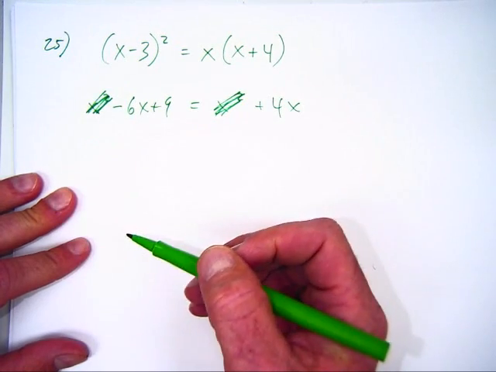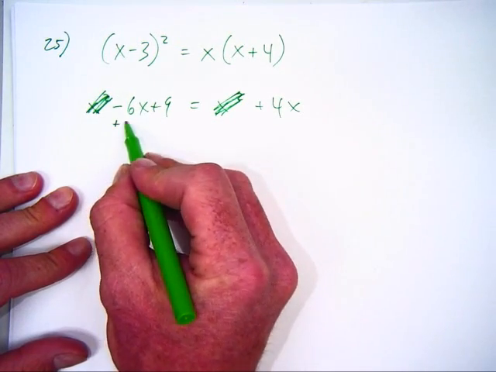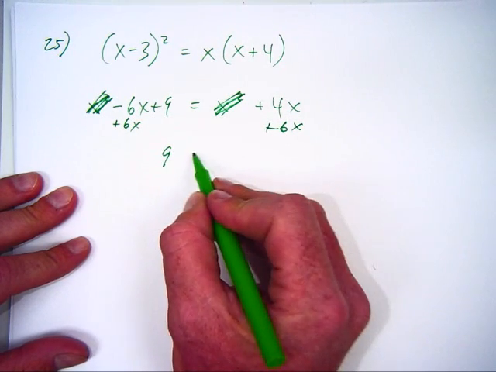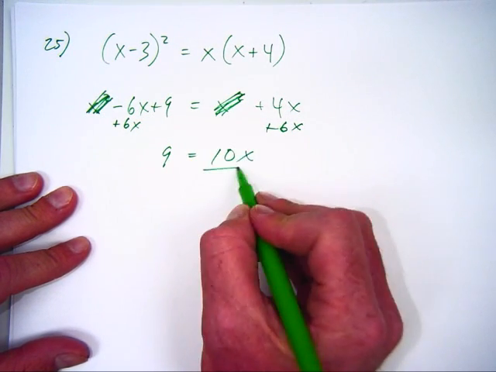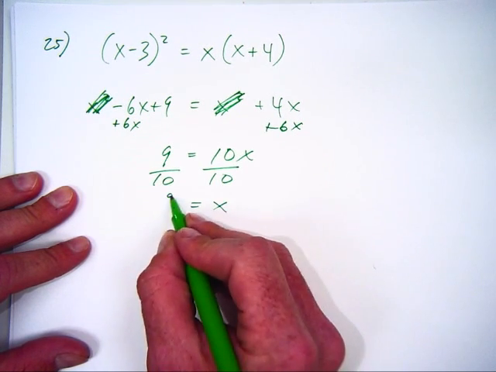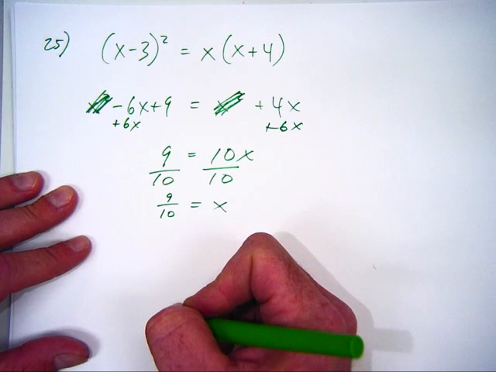So now we're kind of left with a more basic problem. I'm going to add 6x here and here. I get 9 here equals 10x. Divide by 10, divide by 10. X equals 9/10. This is number 25.